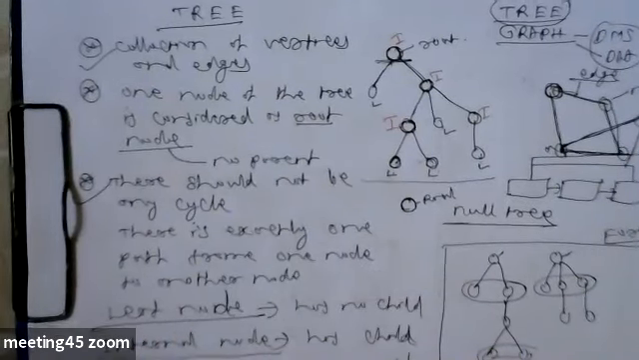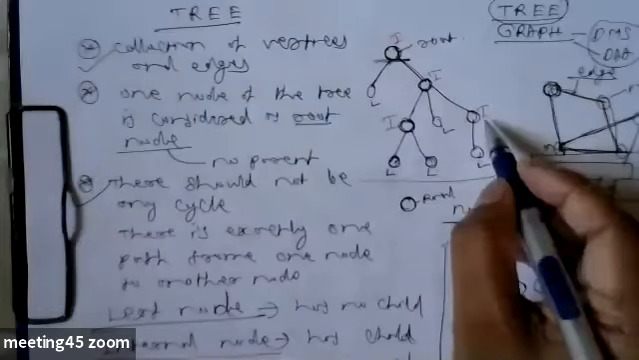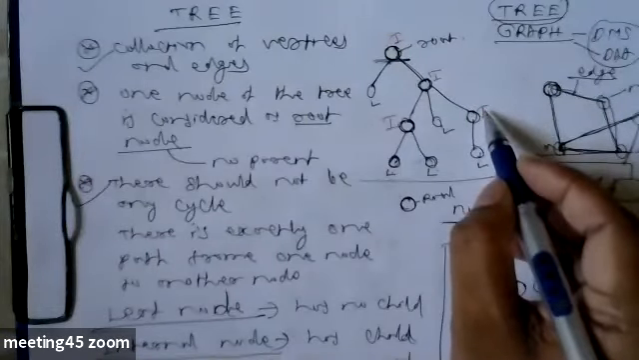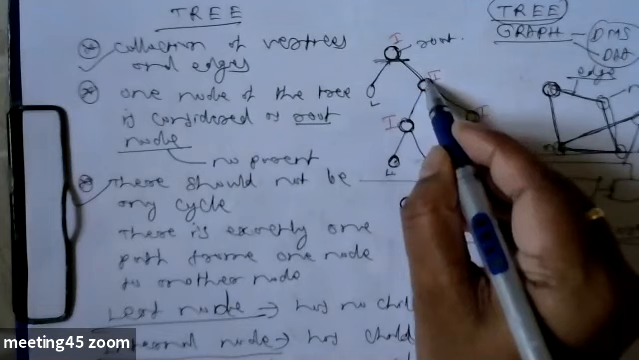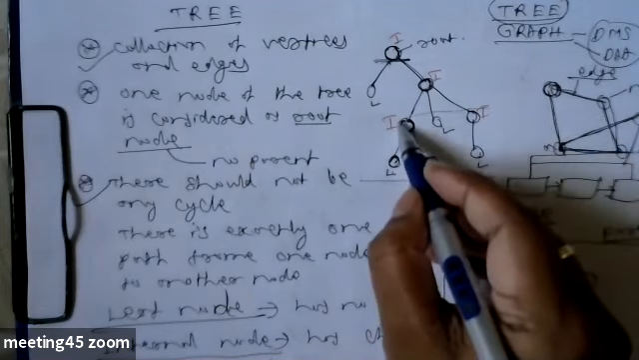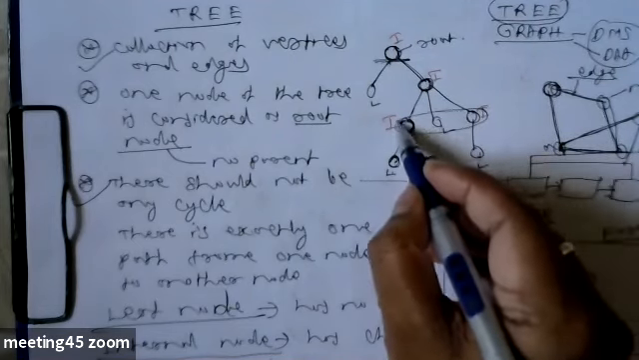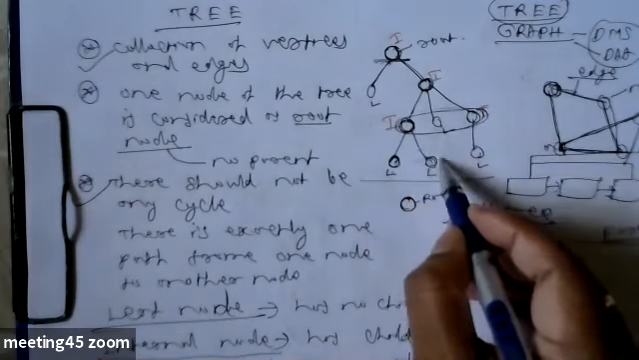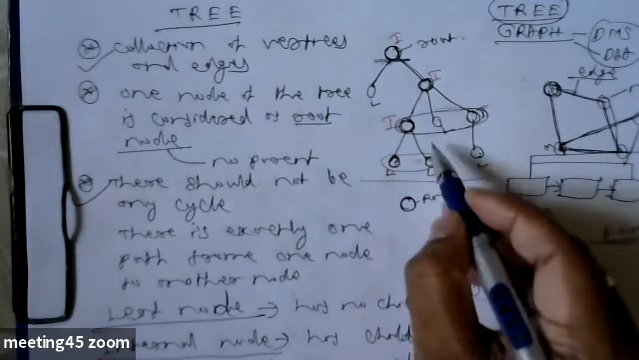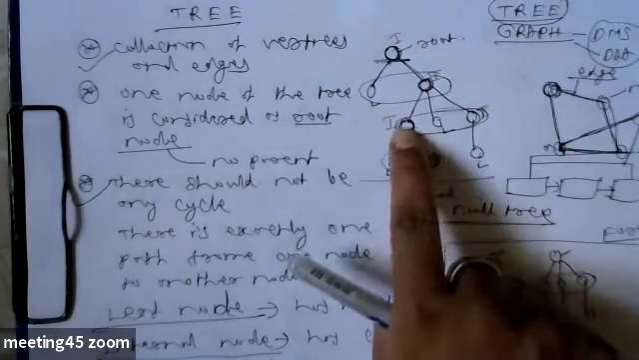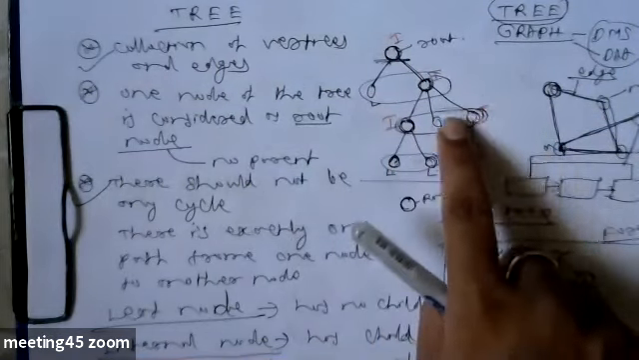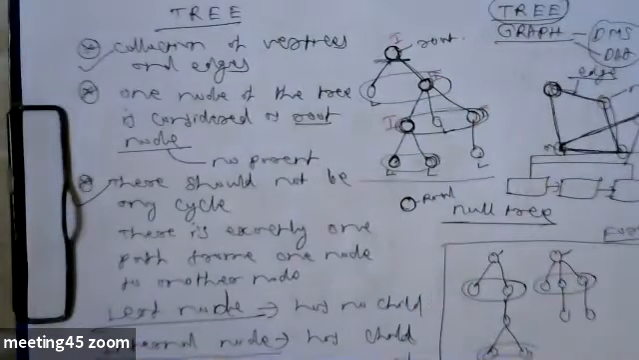Next, who are the siblings? The brothers and sisters of a single parent are siblings to each other. If you consider this a parent, who are the children of this parent? These three. So these three are siblings to each other, or these two are siblings to each other. Siblings are nothing but the nodes having a common parent.